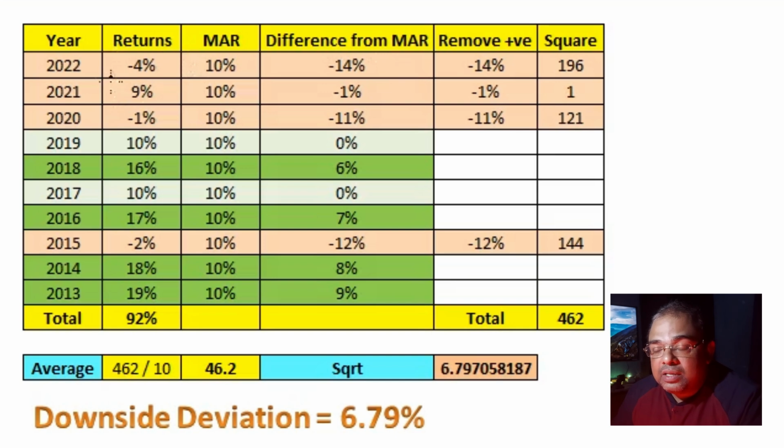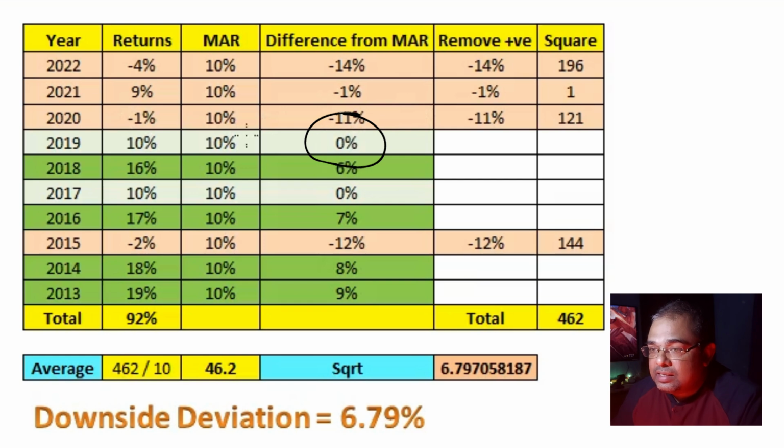This is in the year 2021, it has given 9% return, which is positive, but it was not at par with your expectations. So it has deviated by 1% from your expectation, and that's why we have it here. It's a -1% difference from the MAR. 2020, it's -10, and -1 is -11. For 2019, it has just met your expectations.